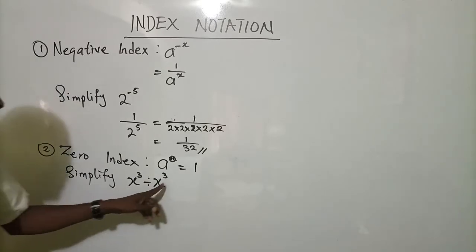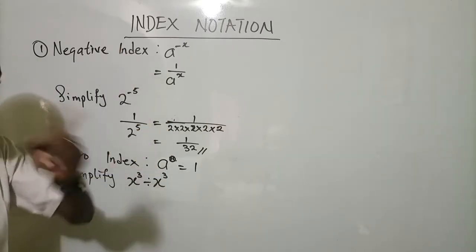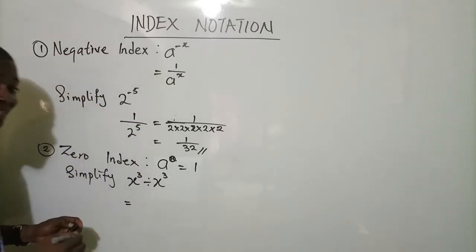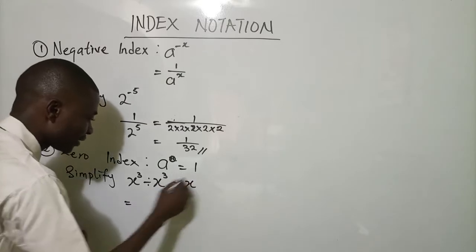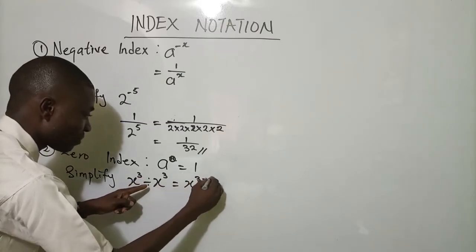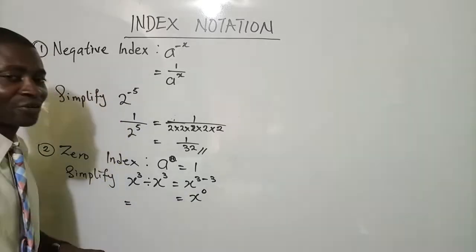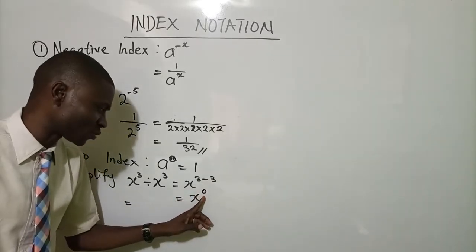You remember in one of our laws, the division law that we mentioned in our previous video, states that when you have this, it is the same thing as saying x raised to the power of 3 minus 3, which is the same thing as x raised to the power of 0. But how will I know that this is 1?